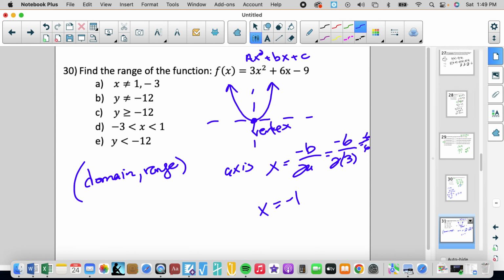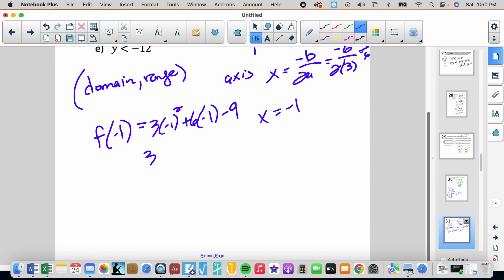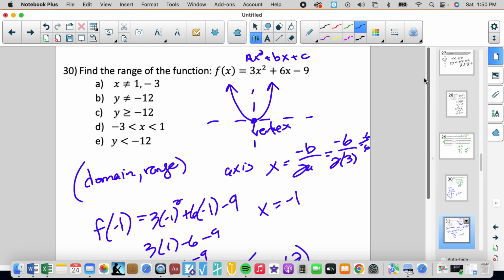I'm going to plug negative 1 in, so I'm going to find f of negative 1. And that's 3 times negative 1 squared plus 6 times negative 1, minus 9. And that is 3 times 1 minus 6 minus 9, 3 minus 6 minus 9, negative 3 minus 9, negative 12. So that negative 1, negative 12, it's going to be my low point. So all of my y values are going to be above negative 12. It will be equal to negative 12, but it'll be greater than or equal to negative 12, which is C.